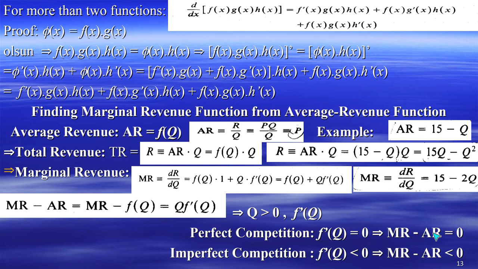But if MR is equal to AR, if the marginal revenue is equal to average revenue, their difference will be 0. Then Q is definitely positive, so f prime of Q should be 0. And this is the perfect competition case. Can we have f prime of Q greater than 0? Yes, this is possible as well, although not very frequent, when marginal revenue is greater than average revenue. All right.